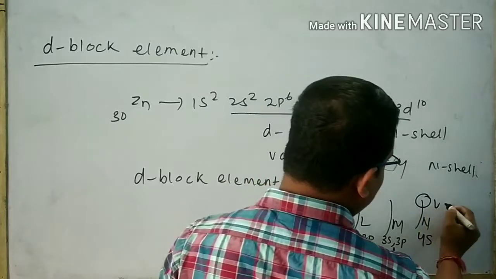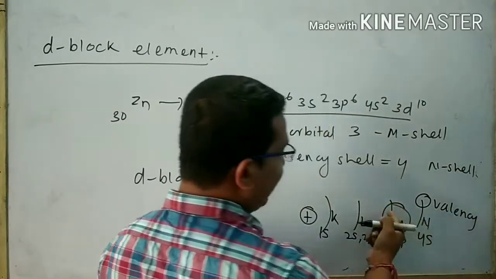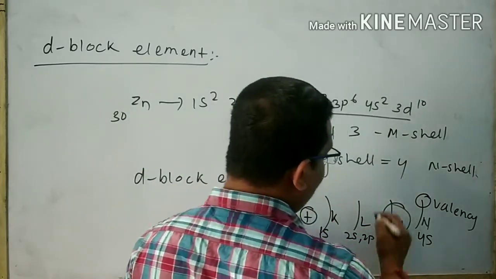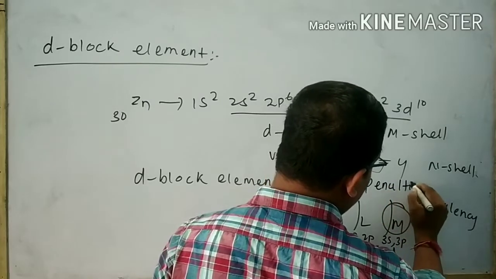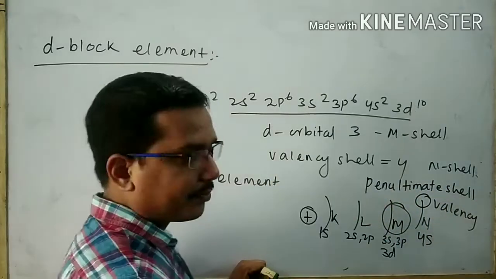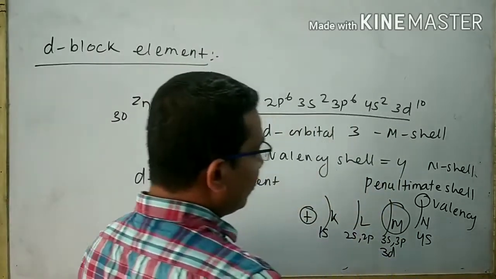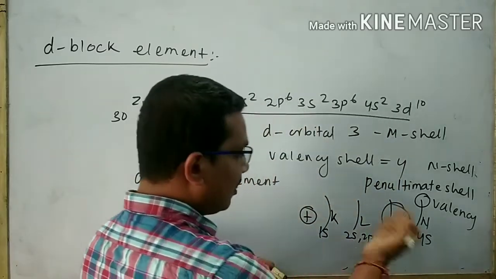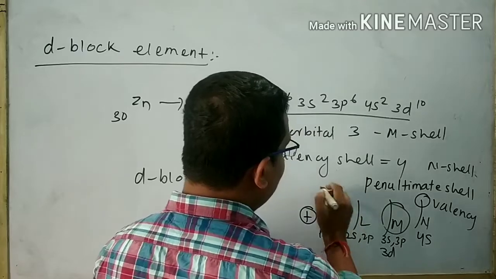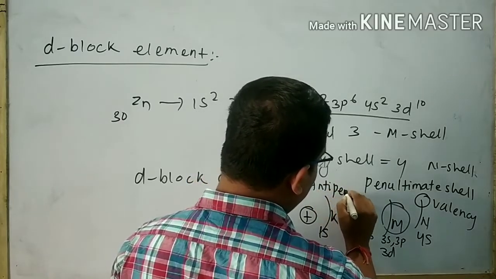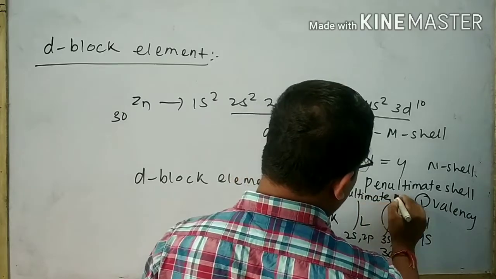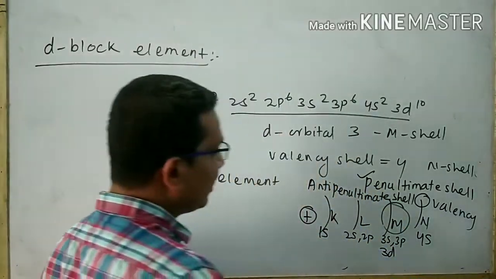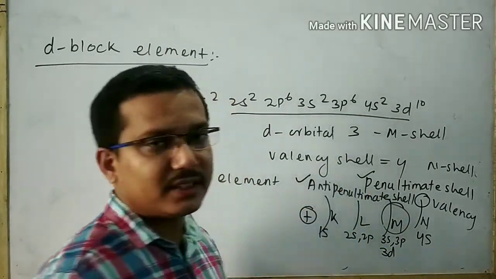This is the valency cell, and the cell present before the valency cell is called the penultimate cell. Penultimate cell. Remember this word. Before the valency cell, towards the nucleus, that cell is called the penultimate cell. Before the penultimate cell, this cell is called the anti-penultimate cell. Anti-penultimate cell. Remember these two words: one is the penultimate cell, another is the anti-penultimate cell.